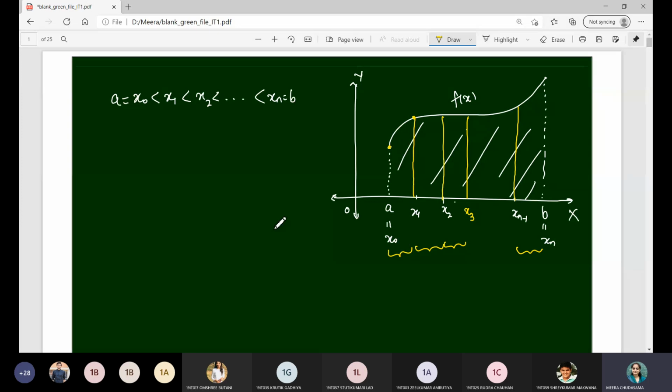In that case, first of all, for the lowest value, this is the point f of x0, and let me consider the corresponding rectangle. Each time, the area under the curve will be approximated by the corresponding rectangle. When we consider the second one, it will be this one, the third one will be this one, and the last one will be this one.